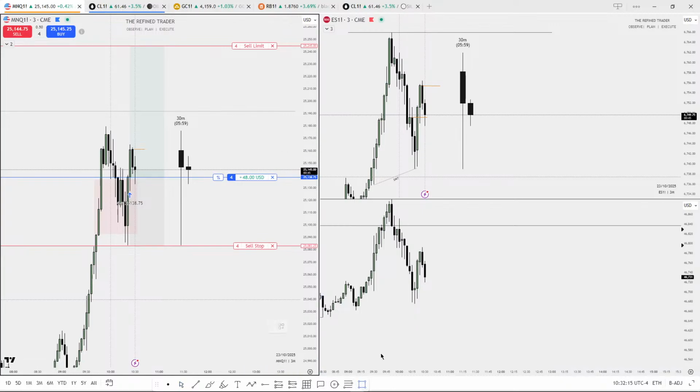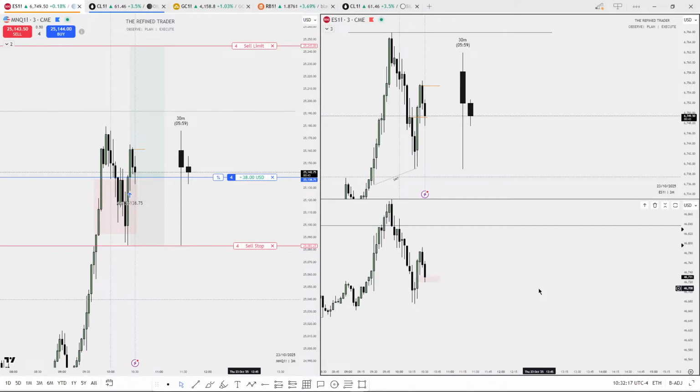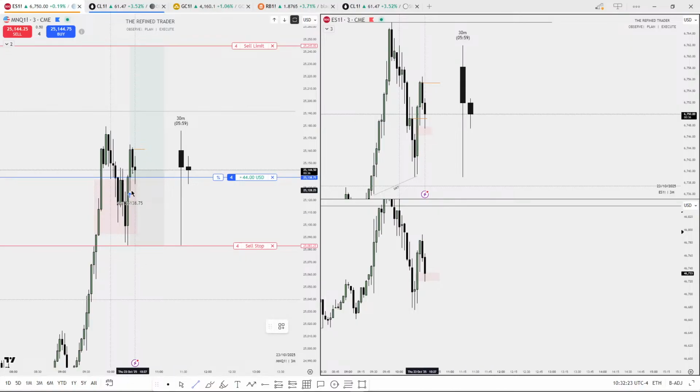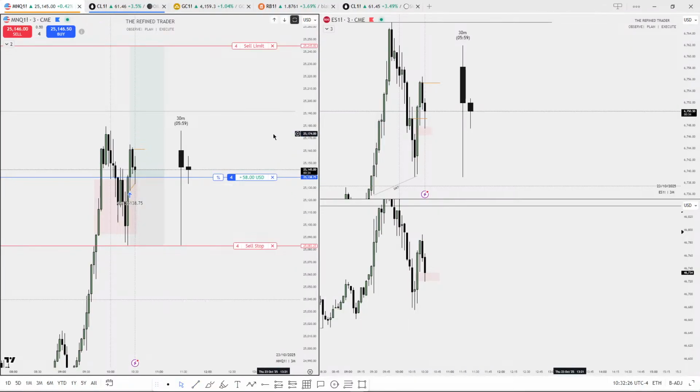Alright, what we're seeing, YM is holding that gap. Also ES straight into that gap. We got an SMT right here. Alright.